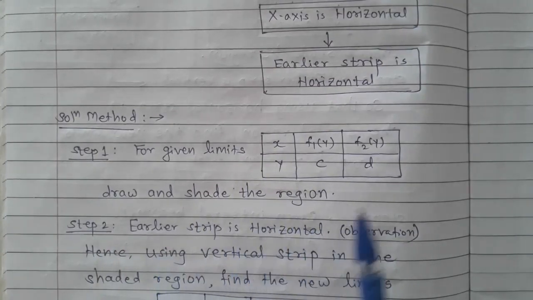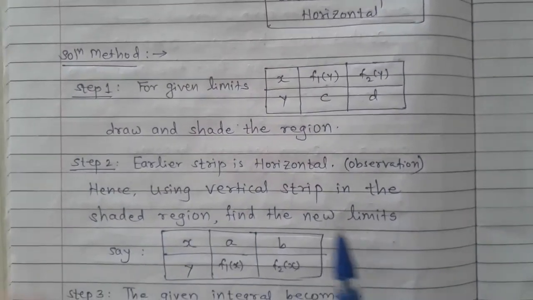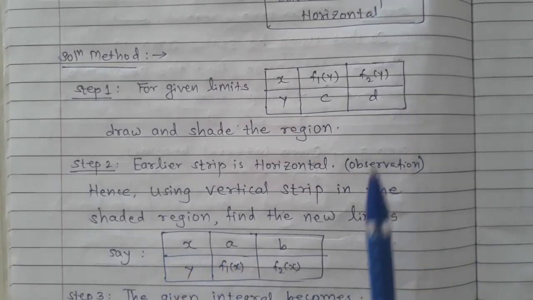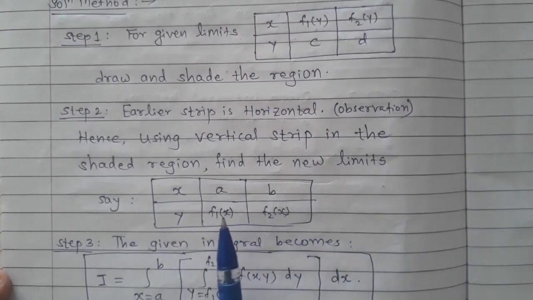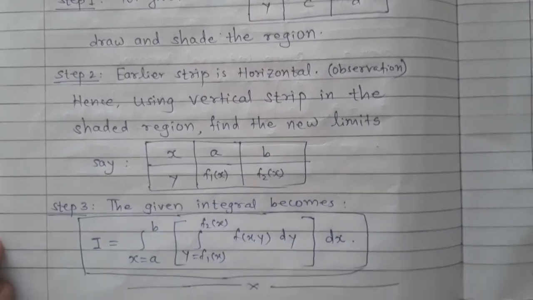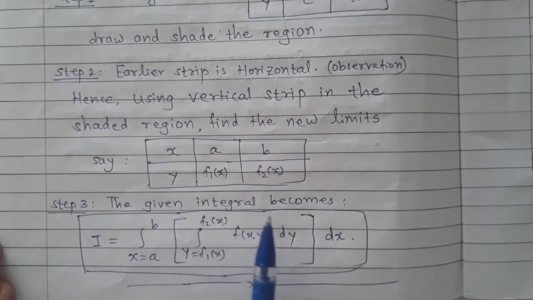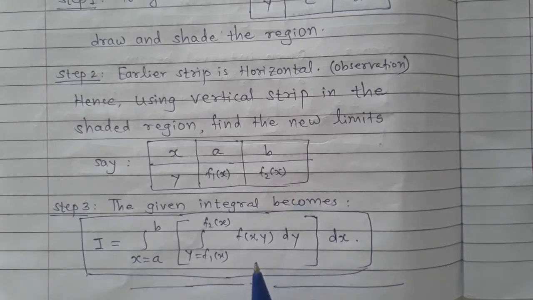Given limits are there, from that plot the region and then shade that region. Step 2: earlier strip was horizontal, so we will find out new limits by using the vertical strip, from bottom to top, and by that we will get the new limits. So new limits suppose are x equal to a to b and y equal to f1(x) to f2(x). Last step: by these new limits the integral becomes x from a to b, constant limits are outside, so dx outside, and y from f1(x) to f2(x), f of xy dy. Here this integration is first with respect to y, the given was first with respect to x. So in this way we can change the order.